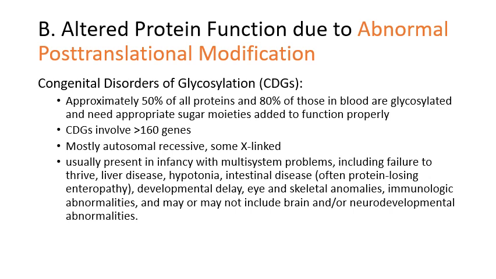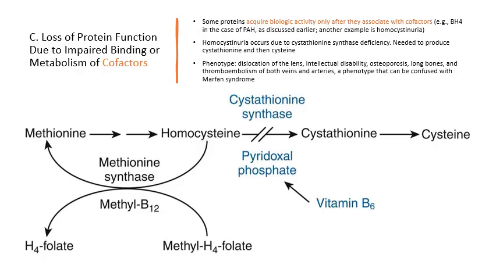They usually present in infancy with multi-system problems, including failure to thrive, liver disease, hypotonia, or interstitial disease. Usually there is protein-losing enteropathy, developmental delay, and eye and skeletal anomalies. They can also have immunologic abnormalities and may or may not include brain and/or neurodevelopmental abnormalities. Another mechanism is loss of protein function due to impaired binding or metabolism of cofactors.